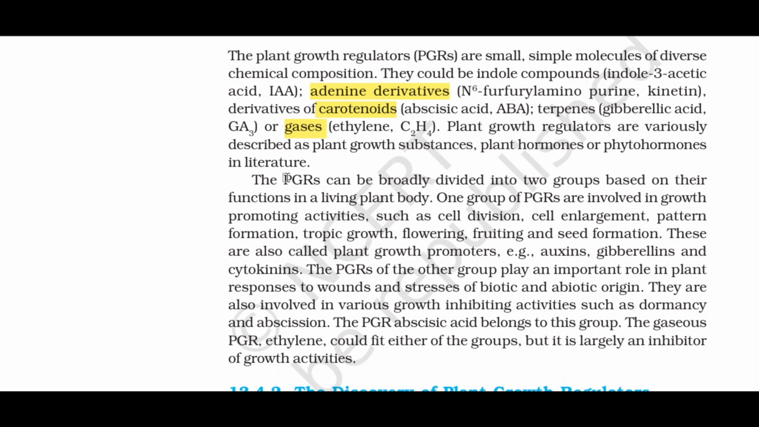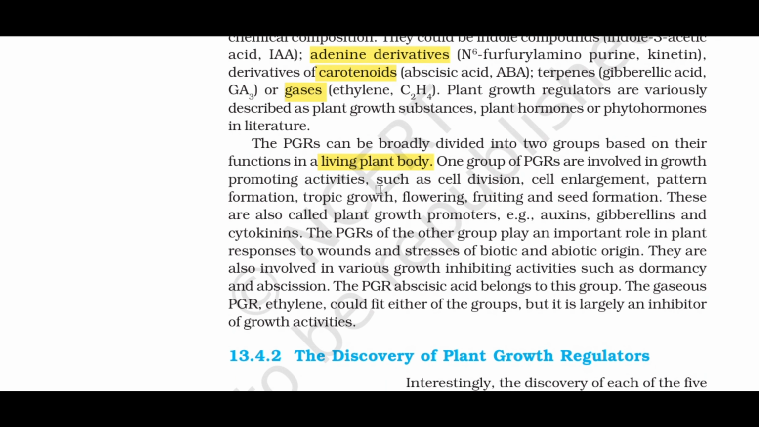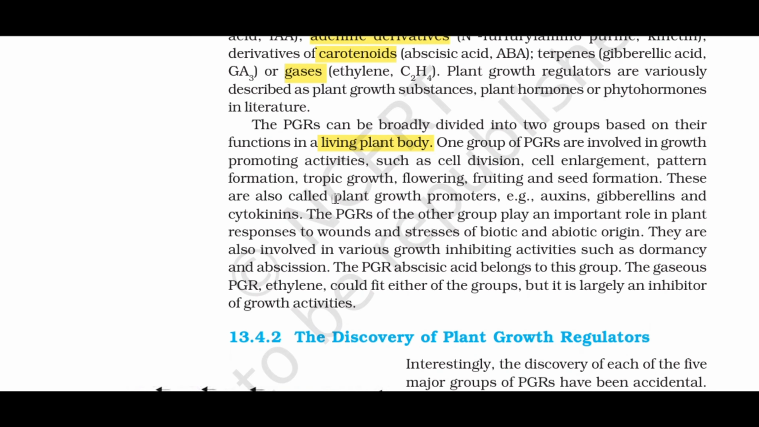The PGRs can be broadly divided into two groups based on their functions in a living plant body. One group of PGRs are involved in growth-promoting activities such as cell division, cell enlargement, pattern formation, tropic growth, flowering, fruiting and seed formation. These are also called plant growth promoters, for example, auxins, gibberellins and cytokinins.